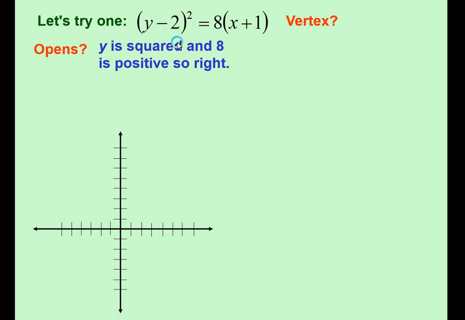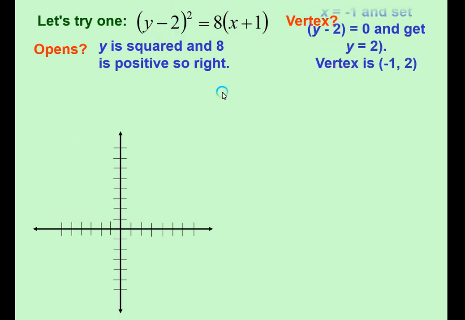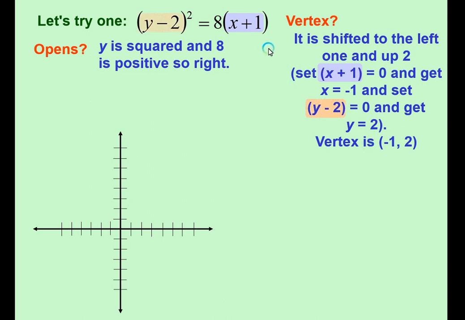If we change the sign of what goes with y, that will be positive 2. Therefore, our vertex, changing the sign of this one, will be negative 1, and changing the sign of what goes with y, that will be positive 2. Therefore, our vertex is at negative 1 and 2. So, graphing this one, we will have this point.